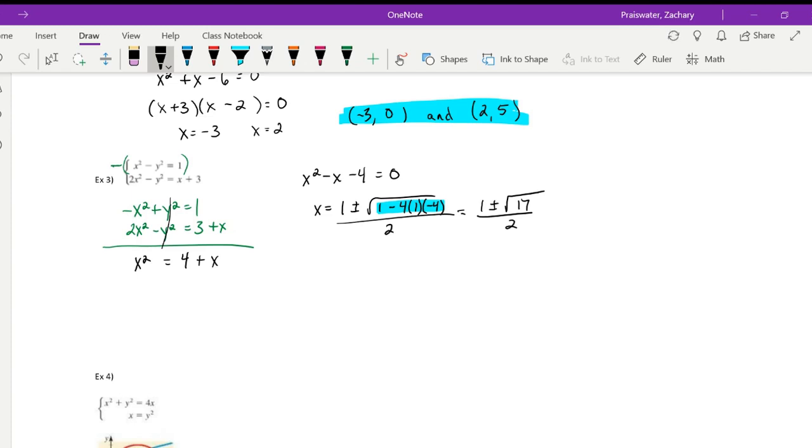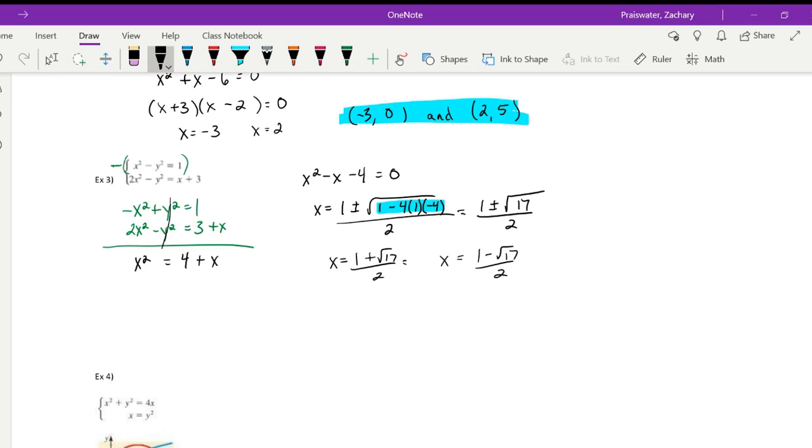Let's see, the way we'll probably do this is let's just see what happens if I try to plug this in. Actually, let's do this. Let's estimate a decimal instead of trying to use that exact value. Let's say that x is equal to 1 plus the square root of 17 over 2, and then it's 1 minus the square root of 17 over 2.